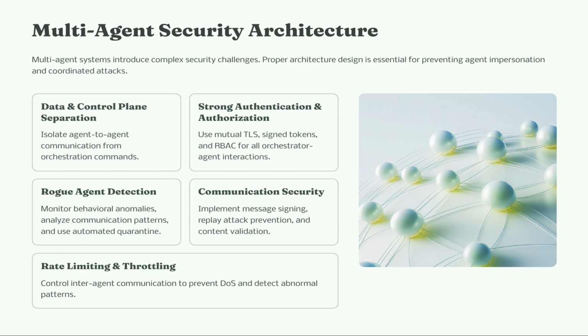Additionally, strong authentication and authorization measures are vital. Utilizing mutual TLS and tokens and role-based access control can fortify interactions between orchestrators and agents, enhancing security. To detect rogue agents, we should continuously monitor for behavioral anomalies and analyze communication patterns, using automated quarantine when necessary. Implementing robust communication security protocols such as message signing and replay attack prevention is equally important. Lastly, controlling inter-agent communication through rate limiting helps prevent denial of service attacks and identifies unusual behaviors. In our next discussion, we'll explore the concept of runtime hardening, which adds another layer of defense for agentic systems.